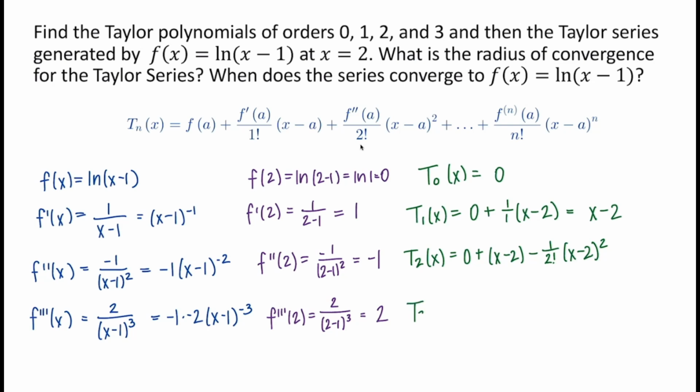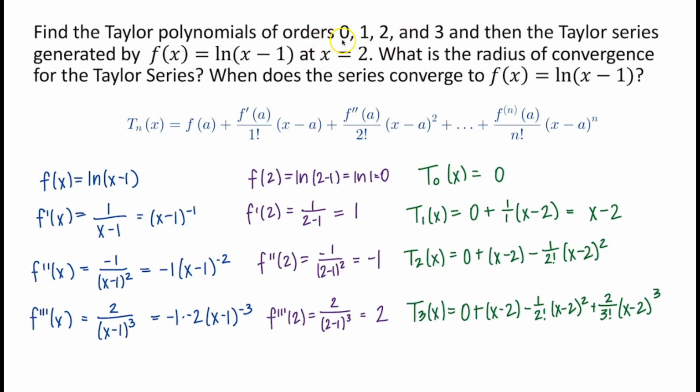And now the third order or third degree Taylor polynomial is that 0 plus x minus 2 minus 1 over 2 factorial x minus 2 squared. And then we have our third derivative at 2 is 2. So we're going to have plus 2 over 3 factorial x minus 2 cubed. All right, so we've satisfied the first part.